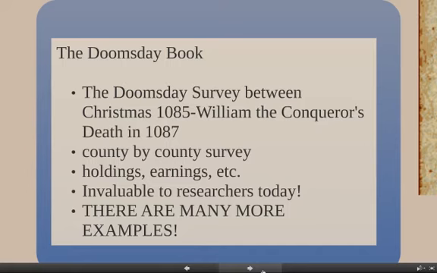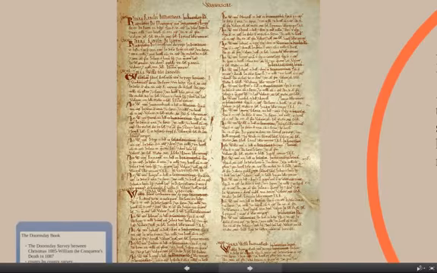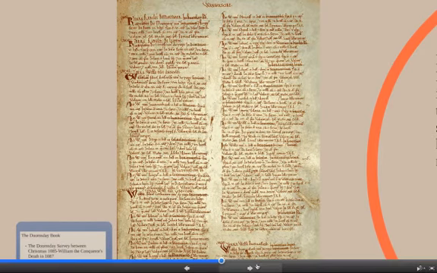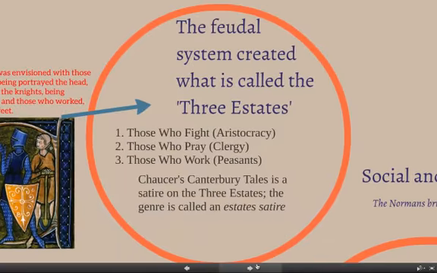So there are other examples besides just the Domesday Book. This is a picture of the image of the Domesday Book, the manuscript that still survives. But the Domesday Book happens to be the most famous, and it's really interesting when you're considering the impact that the Normans had, because they really started to get England organized, both monetarily and politically. So the feudal system creates what is called the three estates.